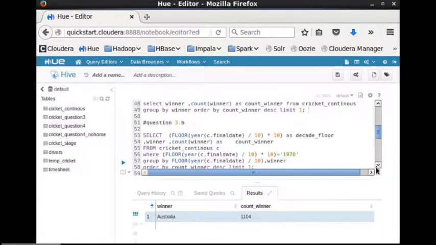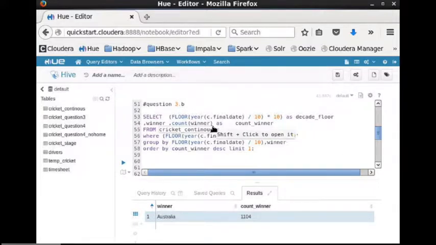For question 3B, I had to use the final date, the date which I created with January 1st, adding the date and the year. Then I used the year function to pull the year out of it, and divided the year by 10. For example, if we have 1985, dividing by 10 gives 198, and if I multiply it by 10, this makes 1980. So all the years from 1980 to 1990, that is one decade, would come under 1980, because I floored it and took this value as decade floor.